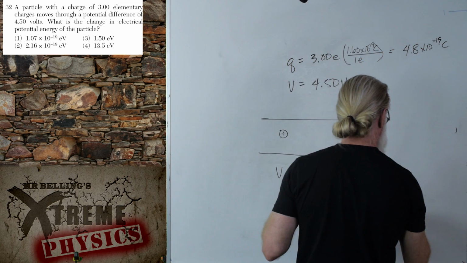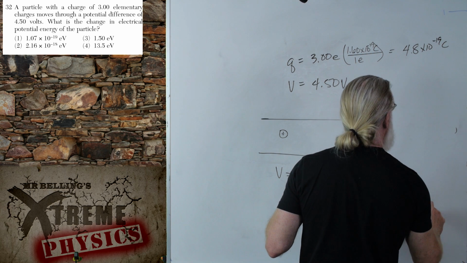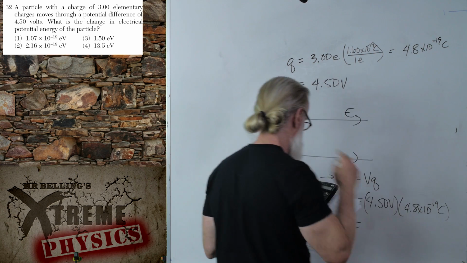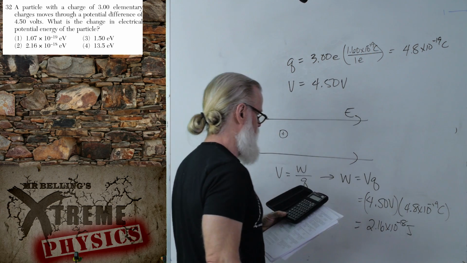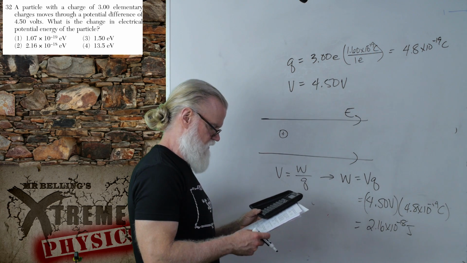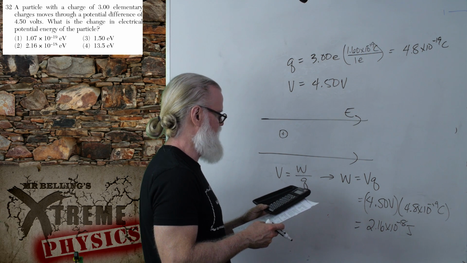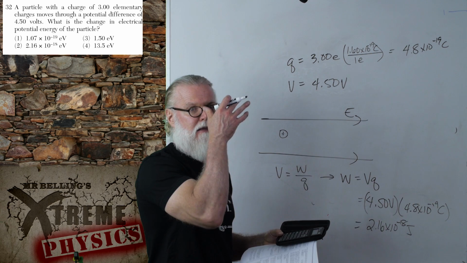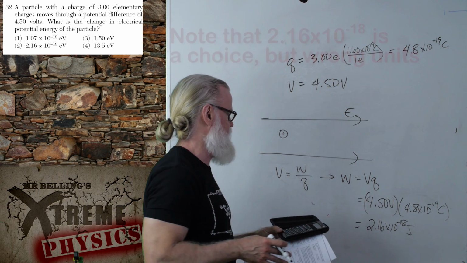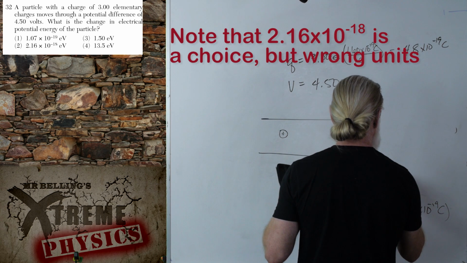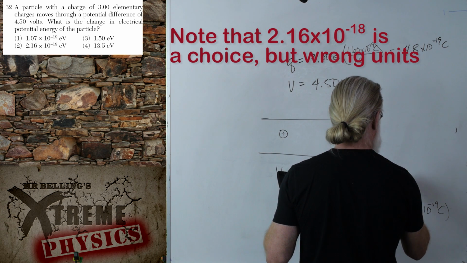All right, times 4.8 times 10 to the minus 19 coulombs. 2.16 times 10 to the minus 18 joules. Oh. They gave it to us in electron volts. I wasn't expecting that. They gave it to us in electron volts. So anyways. So this is easier.